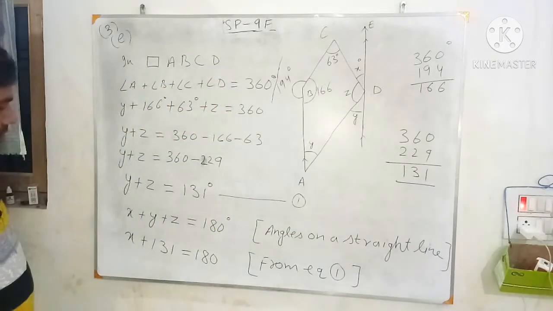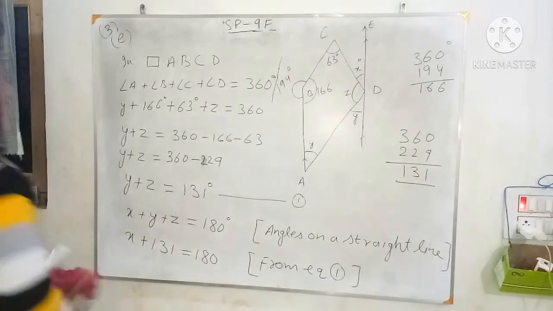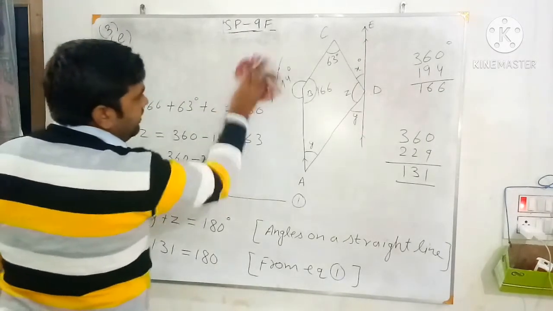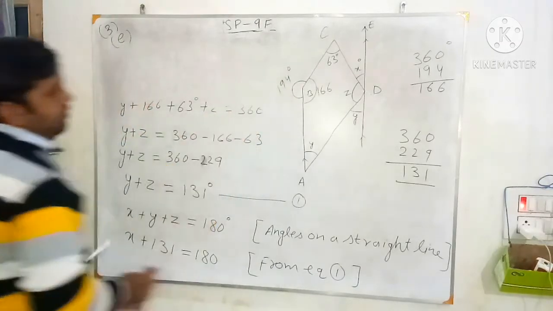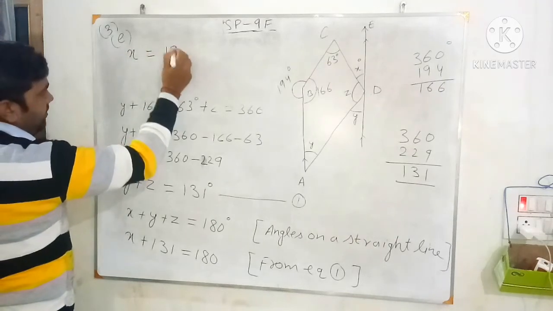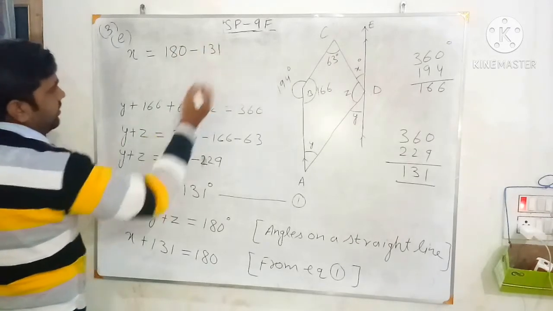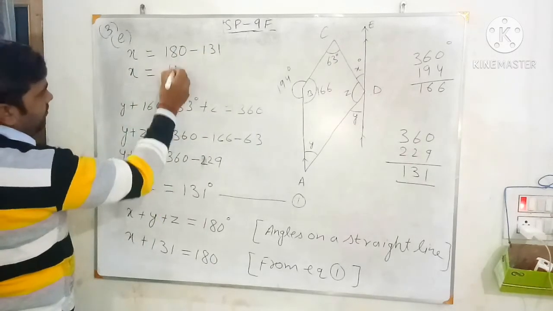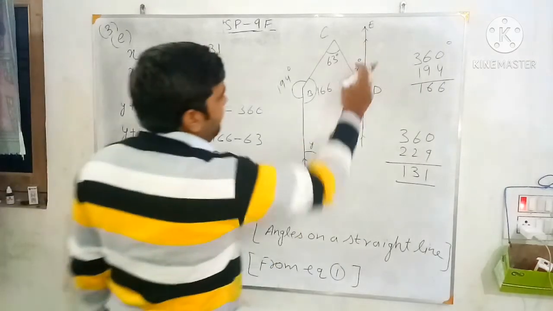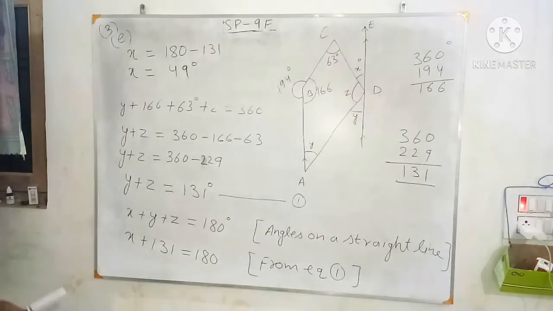Now see what you get the value. So x is equals to 180 minus 131. So the value of x will be what? 49 degree. So the measurement of this angle will be 49 degree. What we got? x is equals to 49 degree. That is the answer. So now we move to the next question, F.